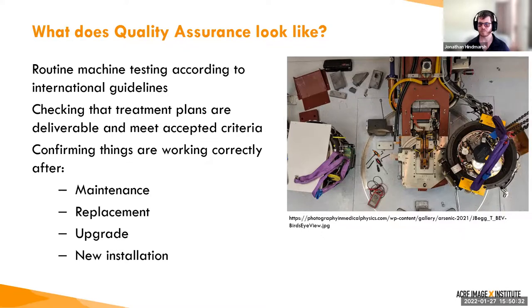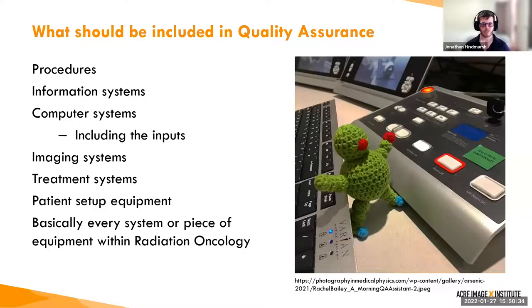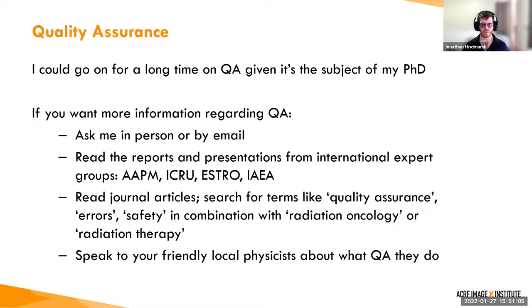These are all things that we need to work on to ensure that we are maintaining the quality of our treatment. So what should be included in quality assurance? Everything. Every system or piece of equipment that's involved in patient treatment, and sometimes that is used in our quality assurance, so that what we're using to measure isn't degrading. If what we're using to measure degrades, then our measurement quality is degrading. We may be missing things.